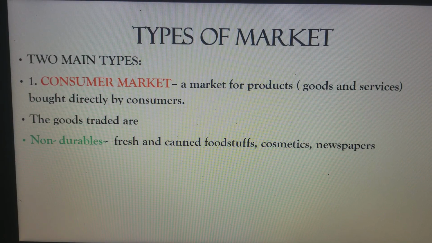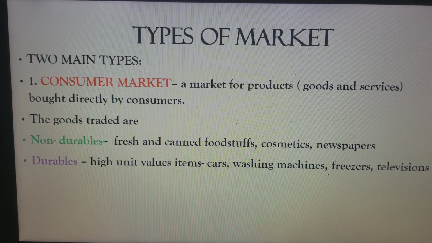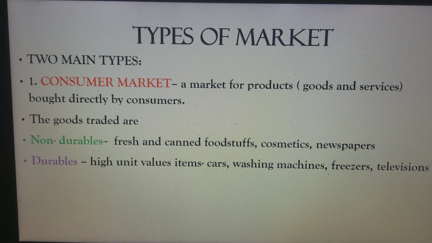The kind of goods that are traded in the consumer market are non-durable goods. That refers to fresh or canned foodstuff, cosmetics, and newspaper. Durable goods speak to high unit value items, right? Such as cars, washing machines, freezers, television. These are also types. So in the consumer market, what is traded are non-durable goods and also durable goods.